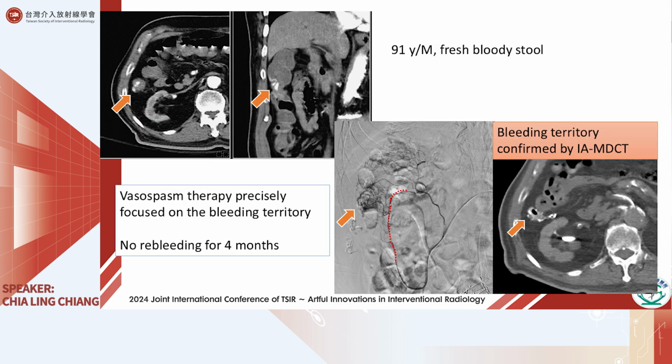In another case, the patient's CTA shows active bleeding at the ascending colon, active extravasation. So we inserted our microcatheter into the ileocecal mesentery and used our angio-CT, intra-arterial MDCT, to confirm the perfusion territory. Then vasospasm therapy can precisely focus on the bleeding territory. The patient has had no recurrent bleeding for months.